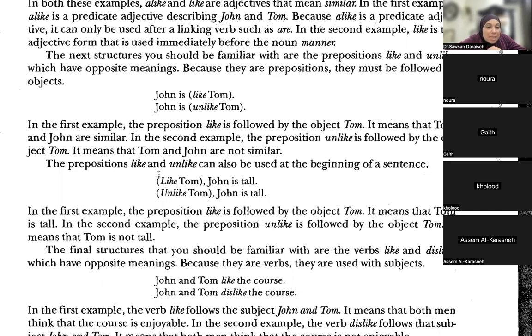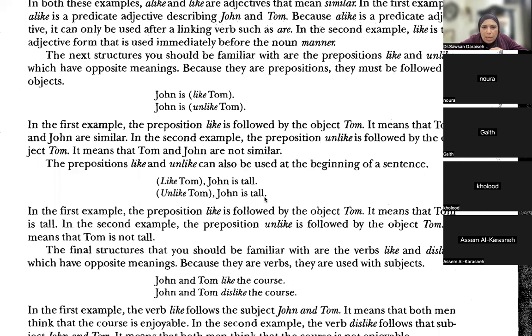كpreposition, guys, all right? مثل, لازم نحكي مثل بالعربي. Like is followed by the object Tom. Hey, guys, مفعول به. And it's a noun. It means that Tom is tall. طبعا ويعني ذلك إنه Tom ماله طويل. The second example, the preposition unlike. بس نشوف unlike Tom. So he's not tall, right?